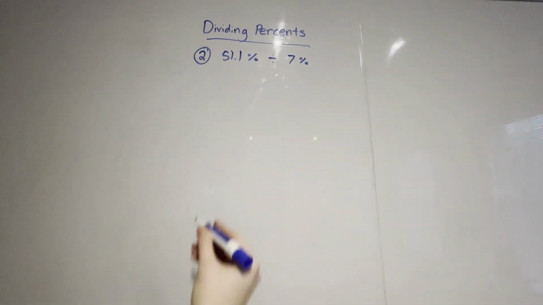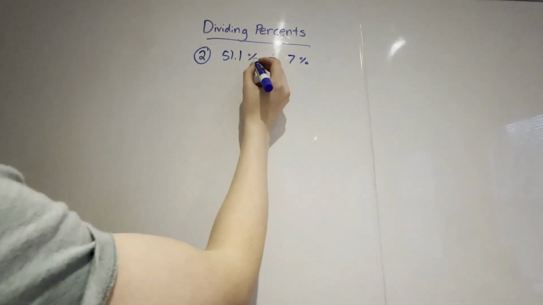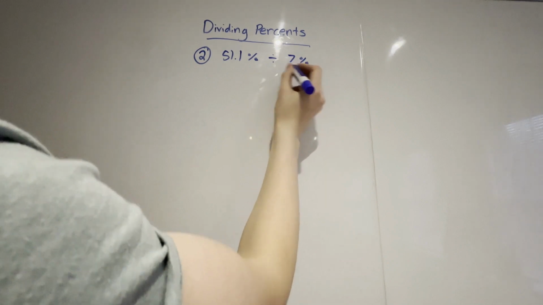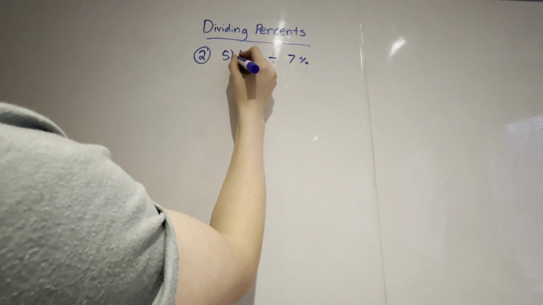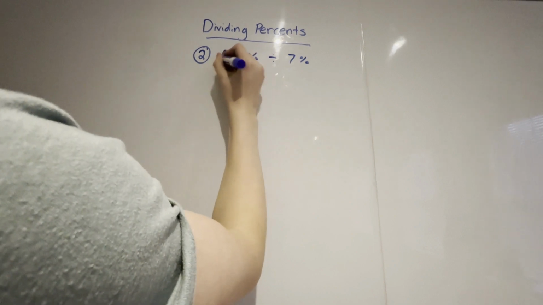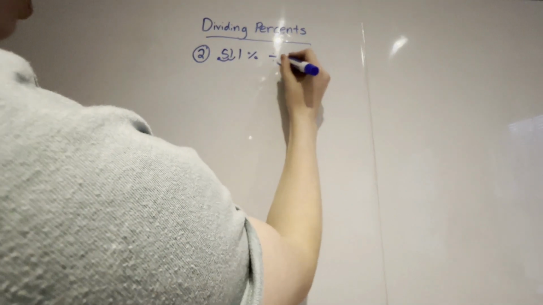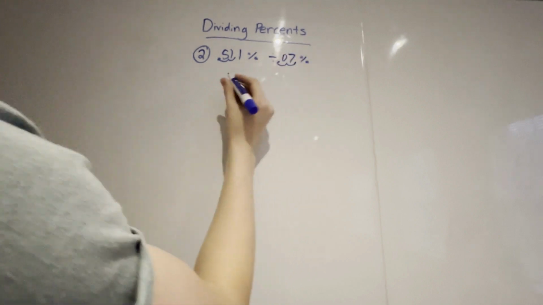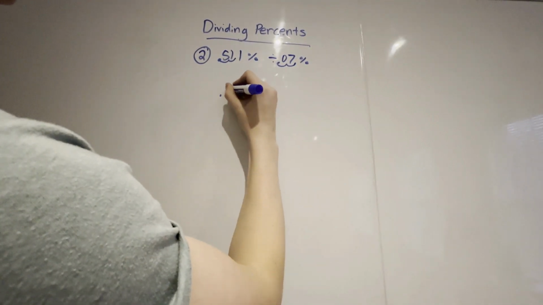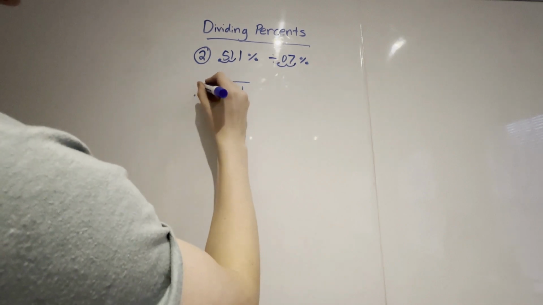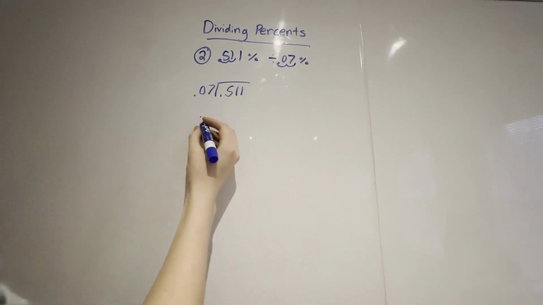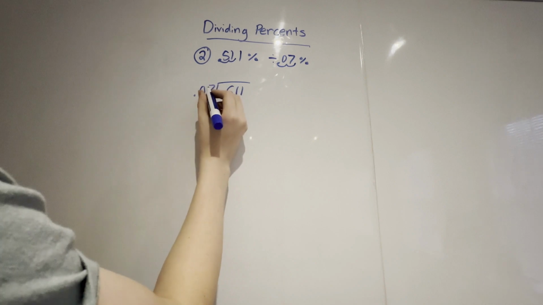All right, so in this problem, we have 51.1% divided by 7%. So the first thing we're going to do is put this into decimal form. We move the decimal twice to the left. We move this decimal twice to the left. Put our 0 there. We have 0.511 divided by 0.07, right? So we have 5 divided by 7.